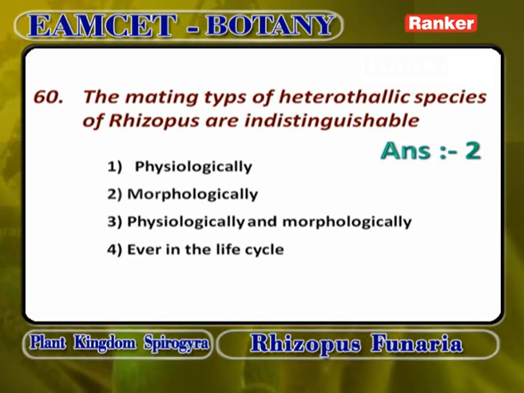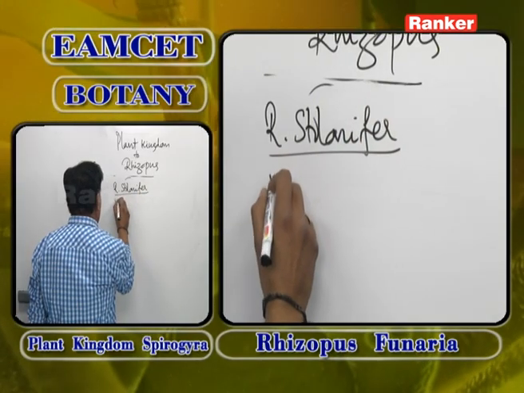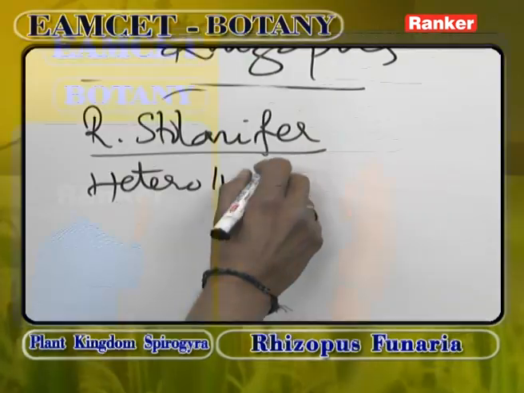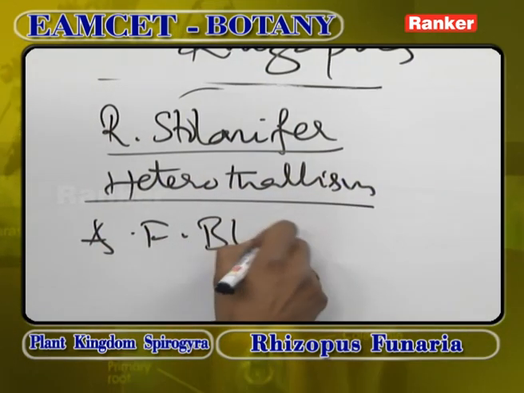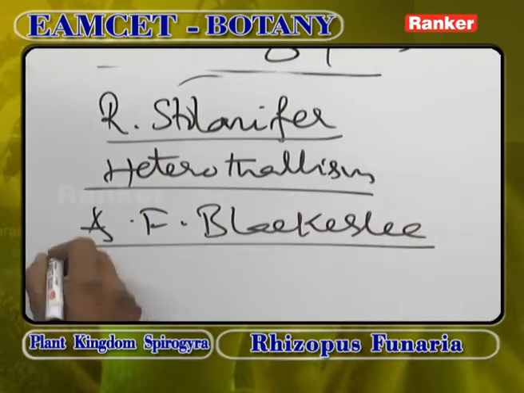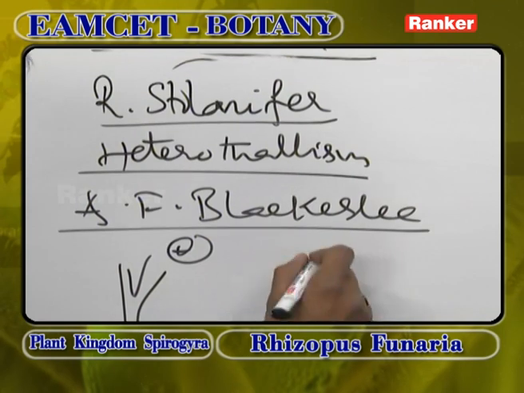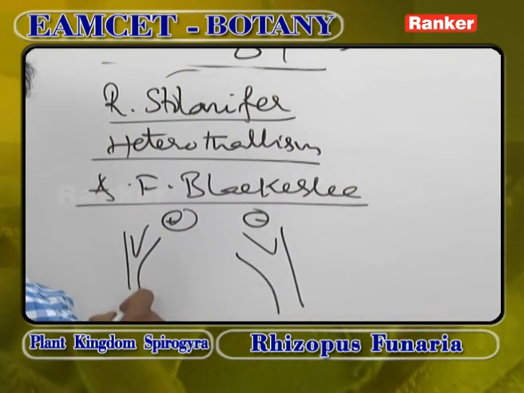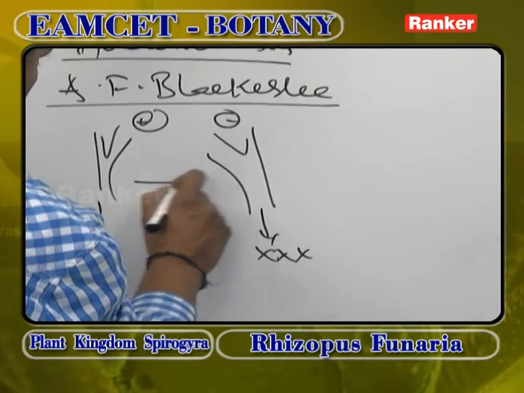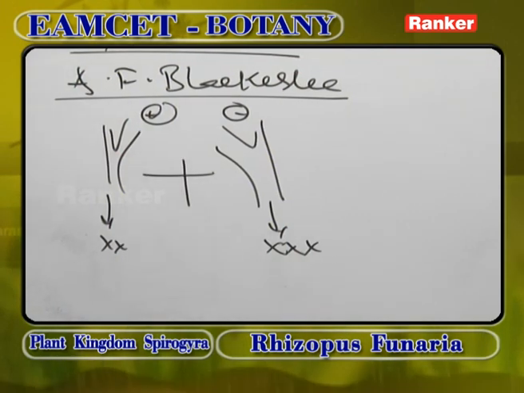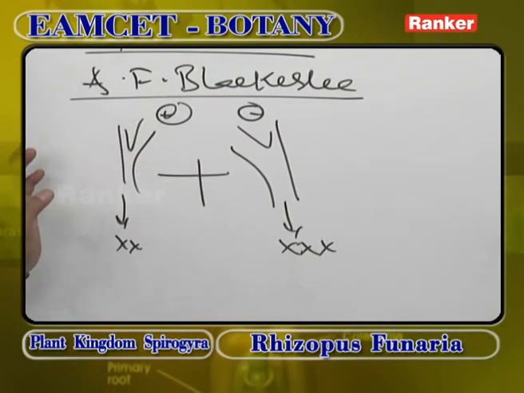The mating types of heterothallic species of Rhizopus are indistinguishable. Rhizopus stolonifer is a heterothallic species. This heterothallism in Rhizopus stolonifer was proposed by A.F. Blakeslee. Here one is a plus mycelium, the other is a minus mycelium. Plus mycelium cannot be involved in reproduction, minus mycelium cannot be involved in reproduction. Only when plus and minus come close to each other do they become involved in reproduction.